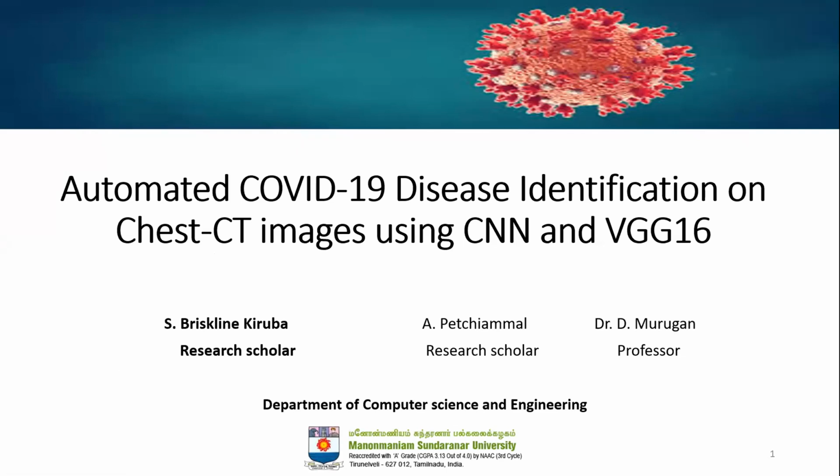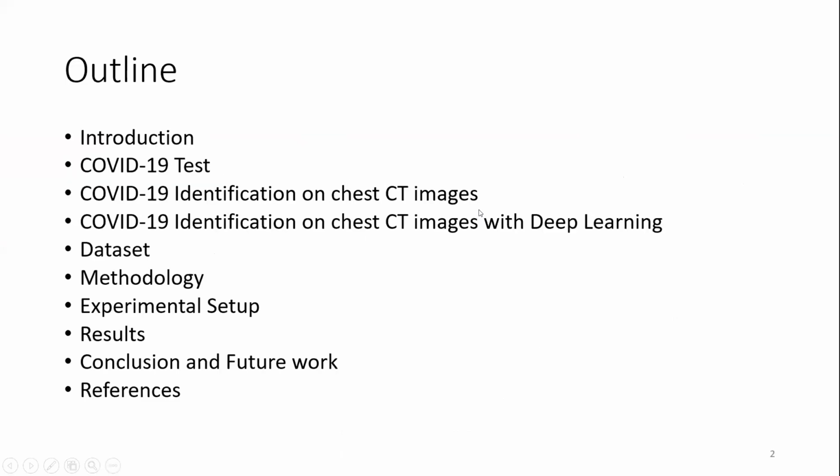My name is Prisclin Kriba. I am working as a research scholar at Madurai Sundar University under the guidance of Dr. Murugan, sir. And I will present here. The title is Automated COVID-19 Disease Identification on Chest CT Images using CNN and VGG16. This is the outline of my work.